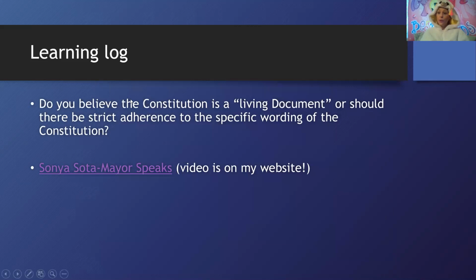Okay, so I'm going to go back and forth through screens for just a second. I wanted to do a learning log because we haven't done those in forever and we haven't seen each other forever. So we're going to pretend like you guys have your learning log paperwork out for your Google Classroom learning logs. Do you believe the Constitution is a living document? Okay, so you've got to think about what that means, a living document. Or should there be what's called strict adherence to the specific wording of the Constitution? So should the document change with society, a living document, or should the words on the paper be the words on the paper and how they were meant when they were written? Okay, so I want y'all to think about that.